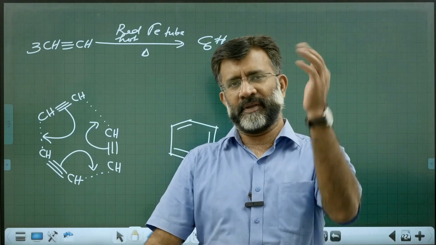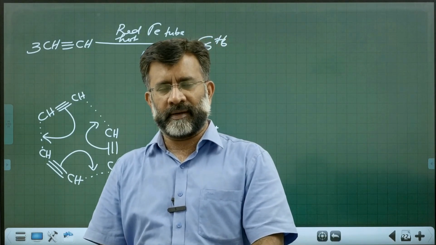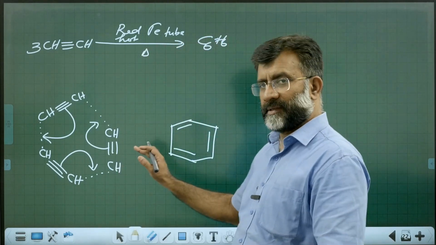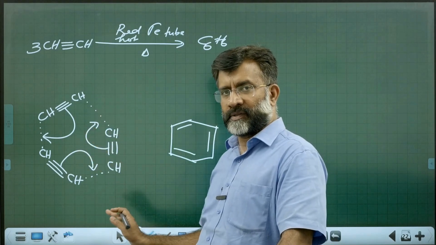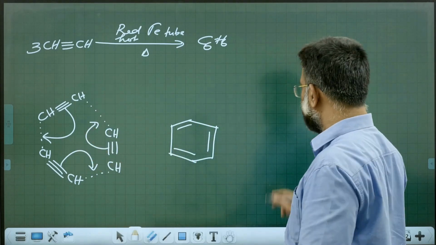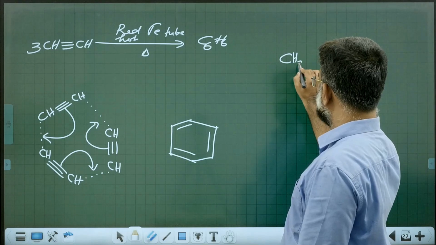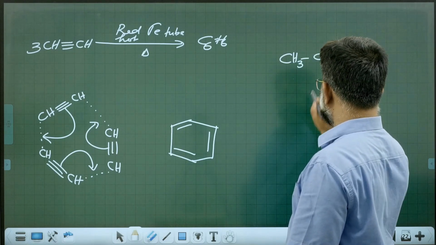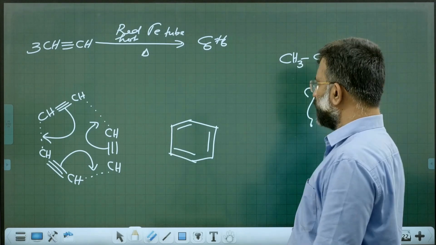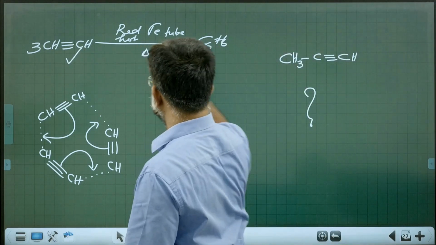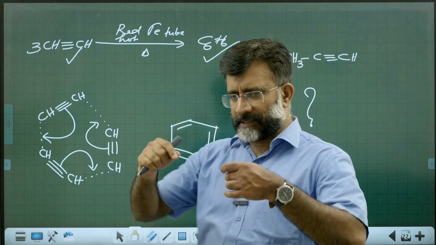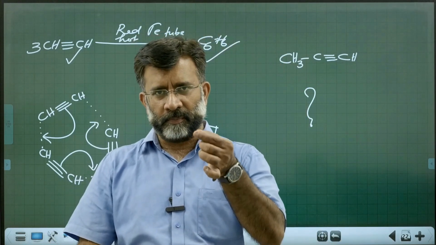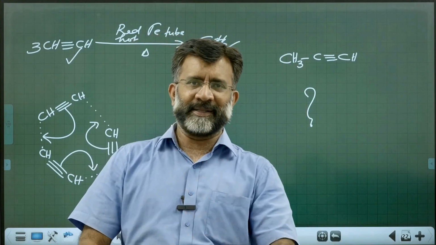Okay, there is a previous entrance examination question. So cyclic trimerization of ethyne, you get a benzene. What about if it is propyne? Suppose propyne undergoes cyclic trimerization, what will be the product obtained? See, ethyne gives benzene. In such a scenario, if propyne reacts, what is the product obtained?